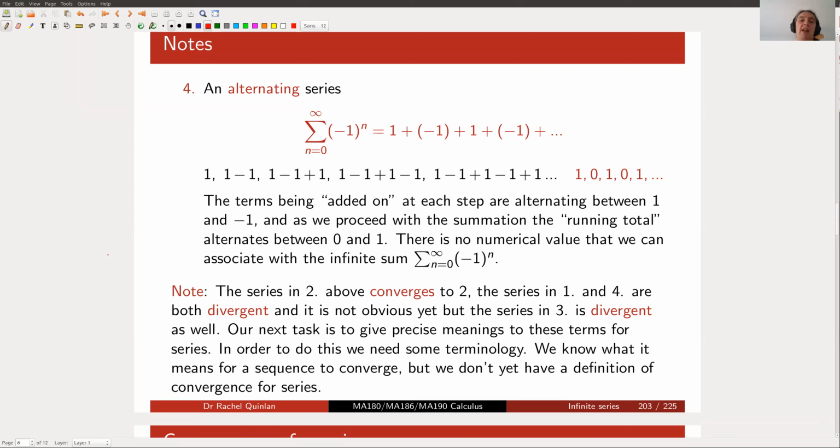We have them for sequences already. And really all we're going to do is translate what we have for sequences into series using the device of the sequence of partial sums.